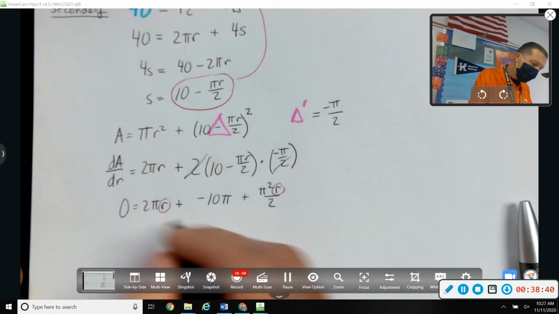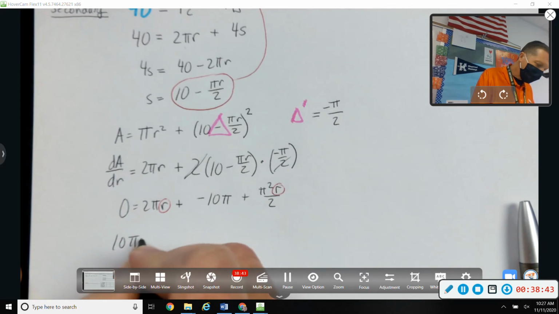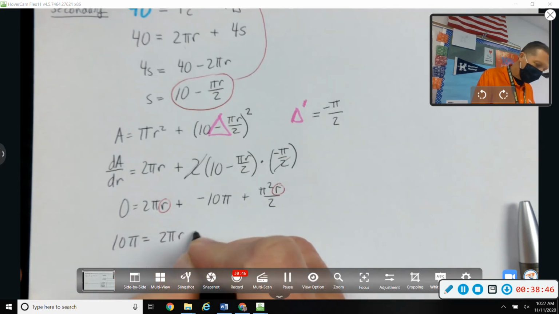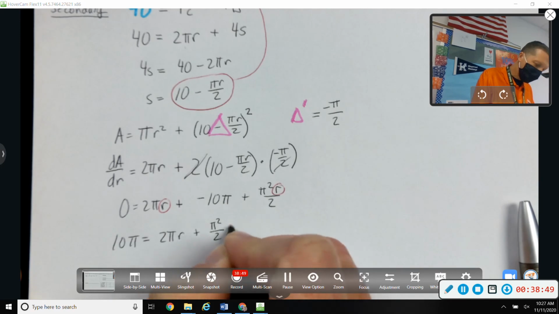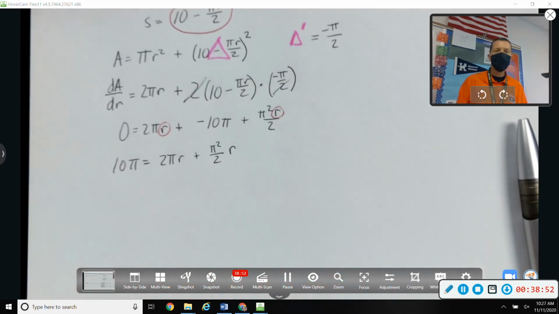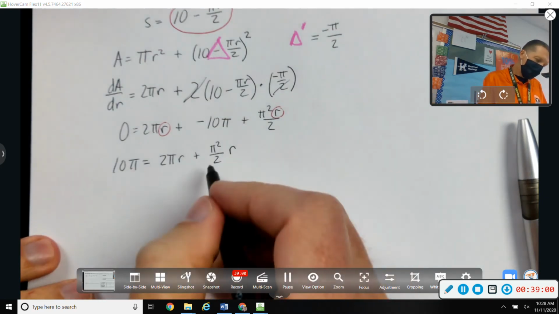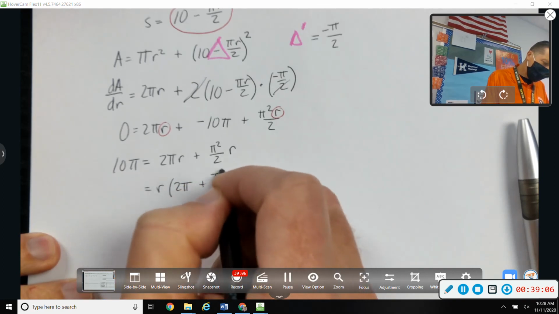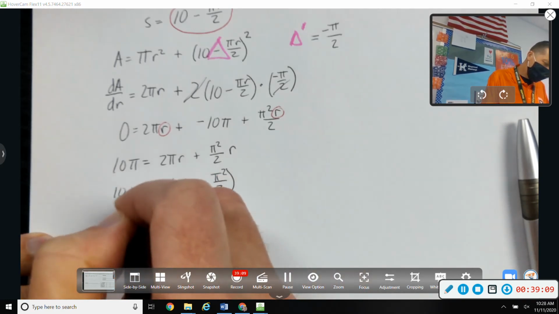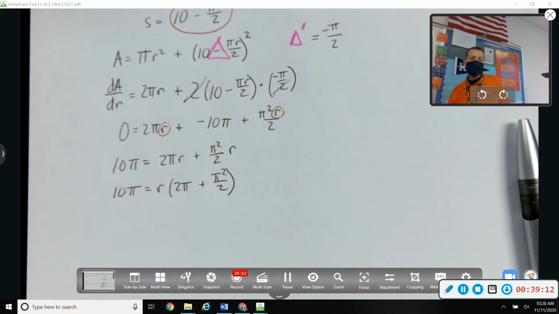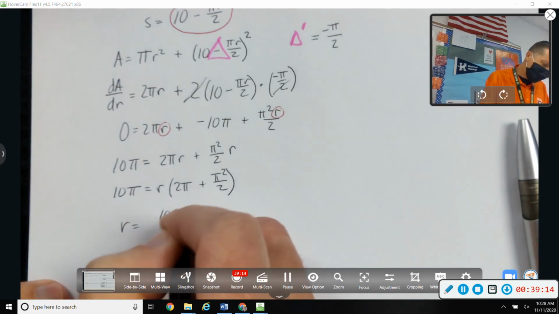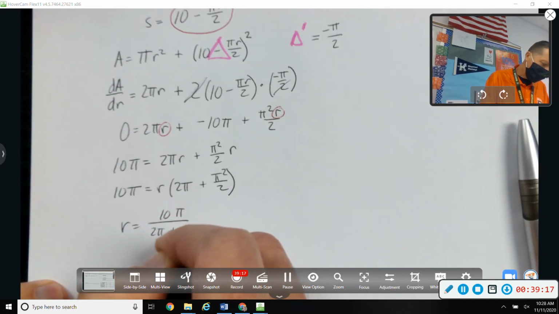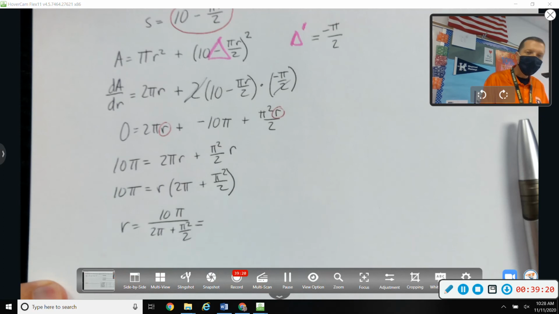So let's move the 10 pi over. This is all algebra now, for better or worse. We're going to switch to a calculator here in a minute because this is not going to be pretty. Let's factor out the r. And this is getting ugly, but we're almost there. So r is 10 pi over 2 pi plus pi squared over 2. Calculus book would probably clean that up.